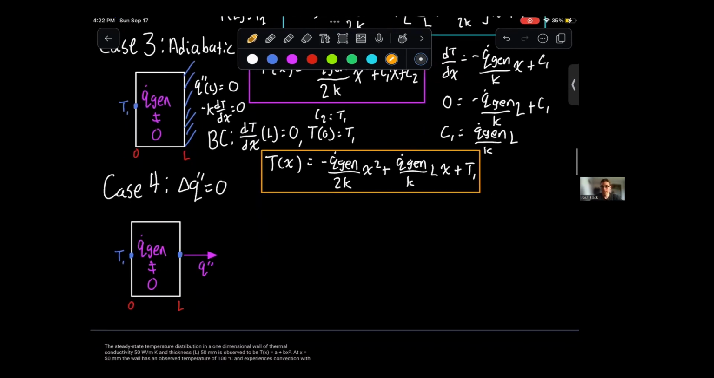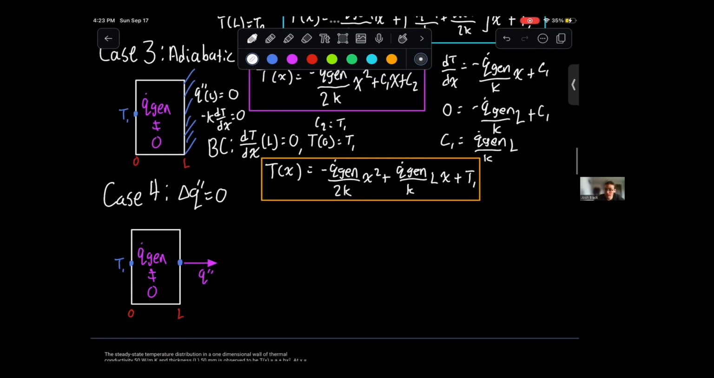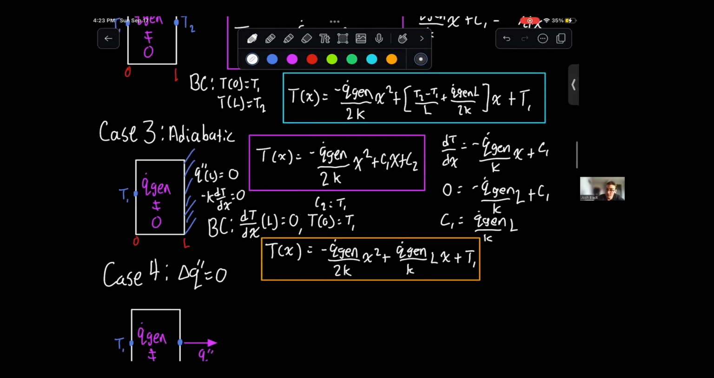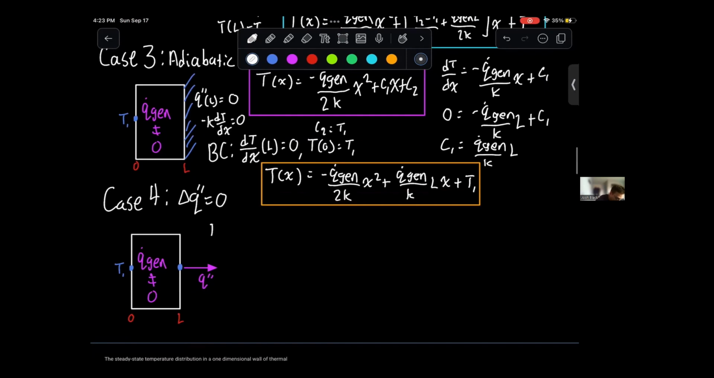Now, case 4 is a constant flux, or delta Q flux. The change in our flux is equal to 0. What this just means is we're given the flux at some points, and we know it's equal to a certain value. So where we have Q gen, our setup's the same as Q3. Our boundary condition, we're given T1. We're given the temperature at 0. Temperature at 0 is T1.